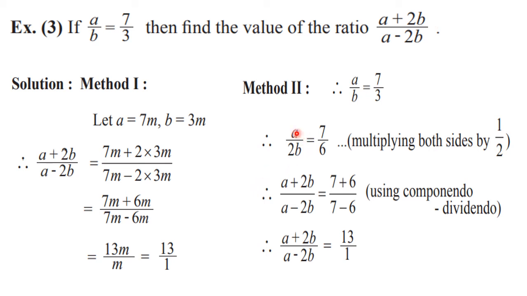So A is the same, so 7 we are writing as it is. But when we write 2b, we are multiplying here by 2. So we have to multiply on RHS also. So 2 into 3, 6 we will write.